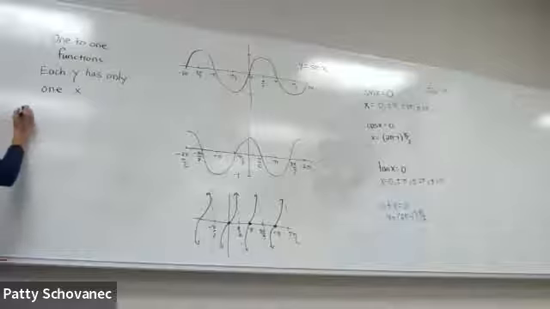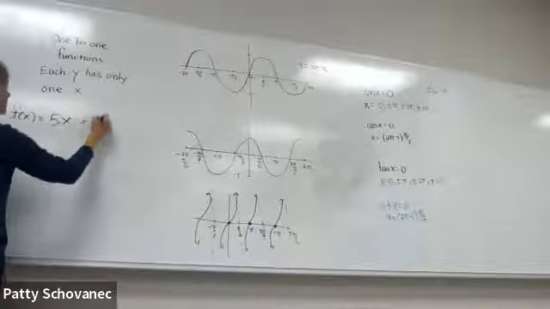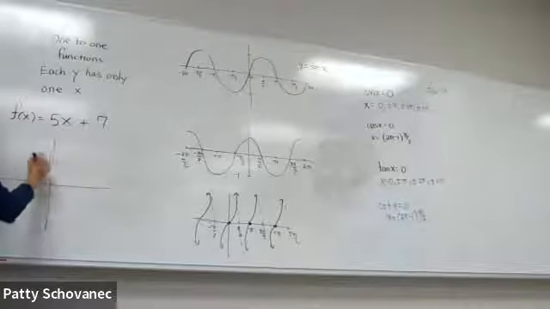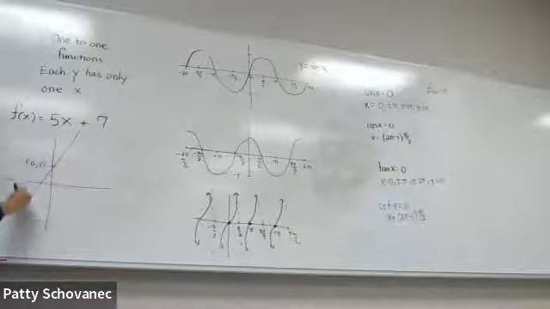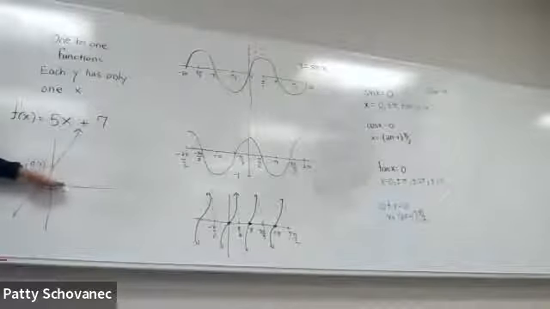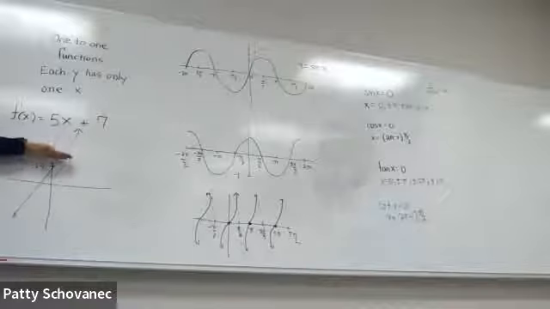So for instance, if I have this function, just some plain old linear function, y = mx + b, if you were to draw that graph, I have a straight line with slope of 5 and y-intercept of 7. So it's a pretty steep line. But if I run a horizontal line through y values, that horizontal line is going to hit this diagonal line once. That makes it one-to-one.